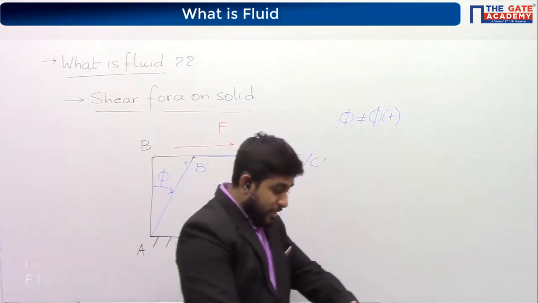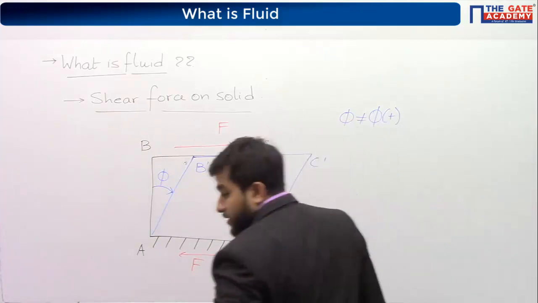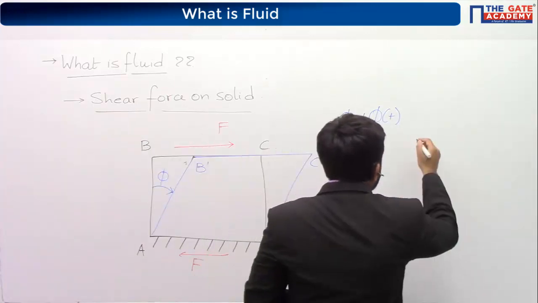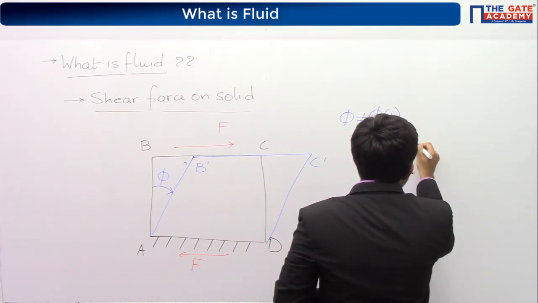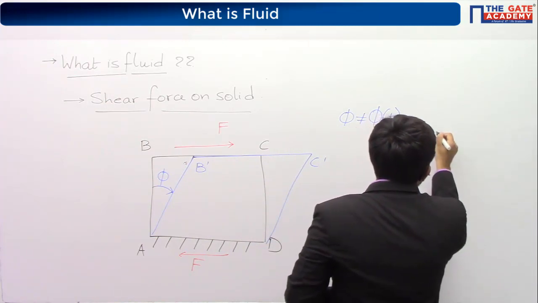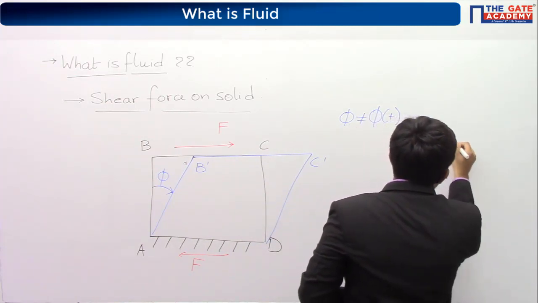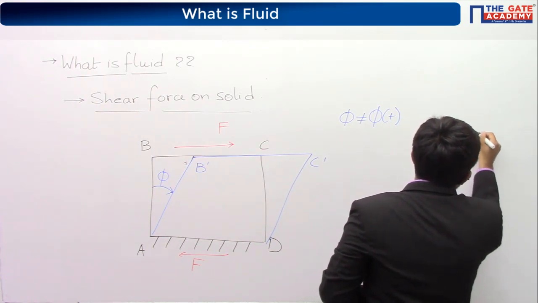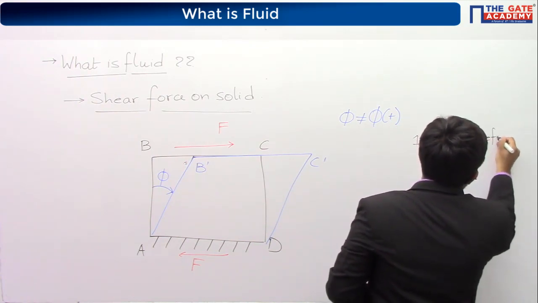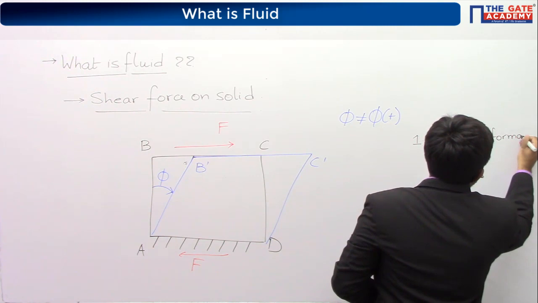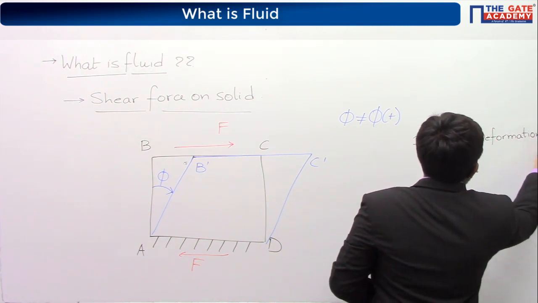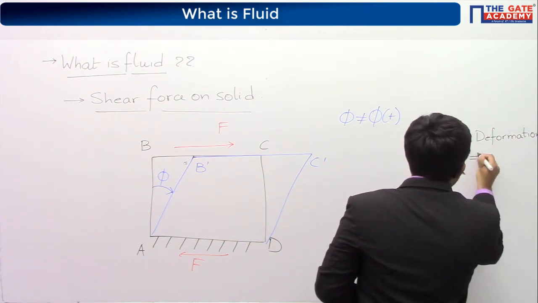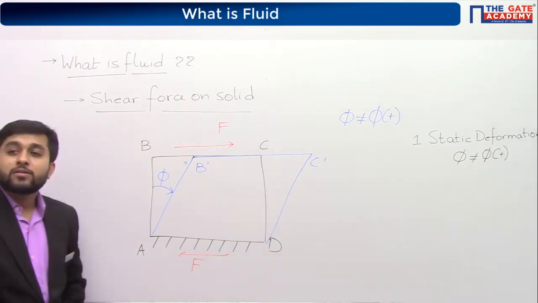Okay, so basically you can write down directly that whenever we apply shear force on a solid body, it is going to show some static deformation. No need to write down the whole statement. This point is sufficient, I think. Static deformation. That is, phi is not a function of time.